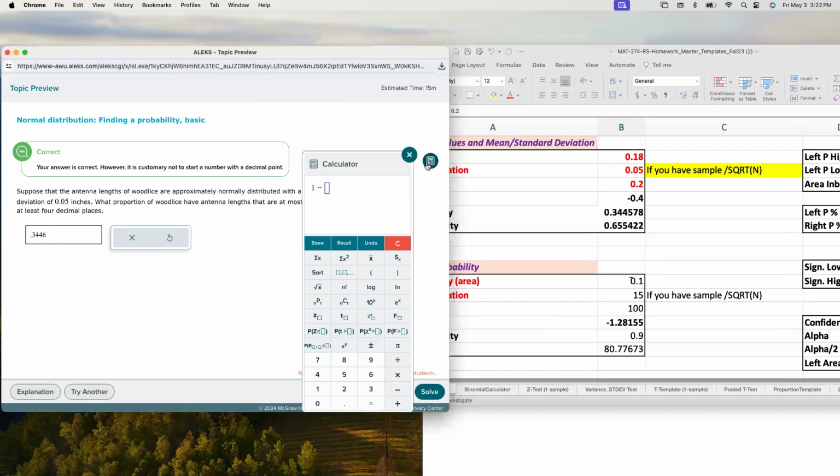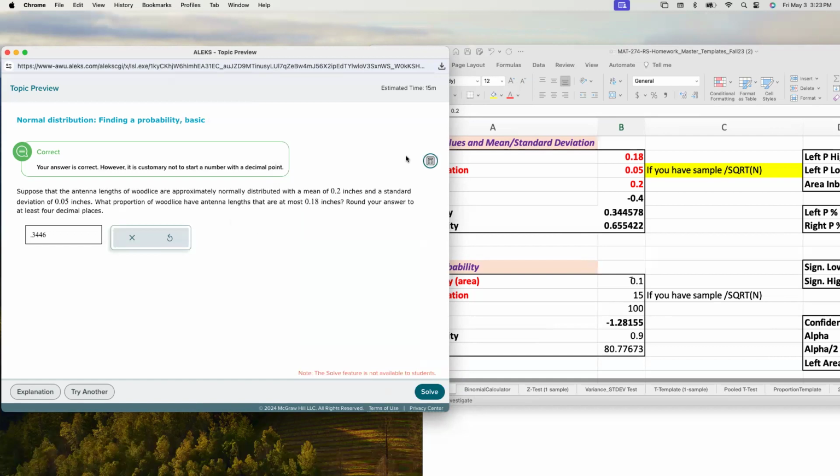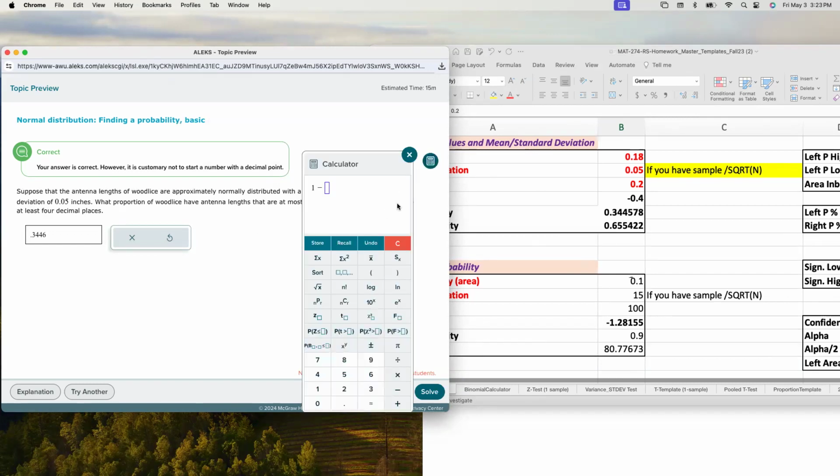No. Okay. So we would have to get the formula sheet where z is equal to x minus mean divided by the standard deviation. So we would actually have to type in first to get the z value of the x, which is 0.18, subtract 0.2, divide by 0.05. That would turn out to be negative 0.4. Okay. If you don't believe me, let's just go ahead and do it.